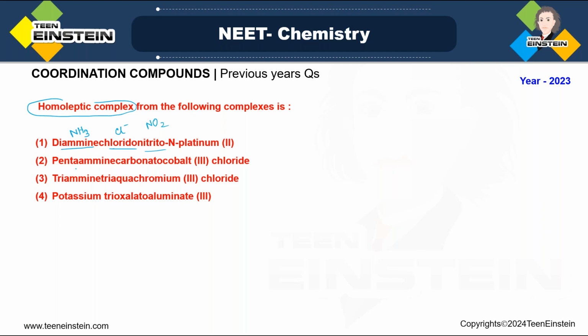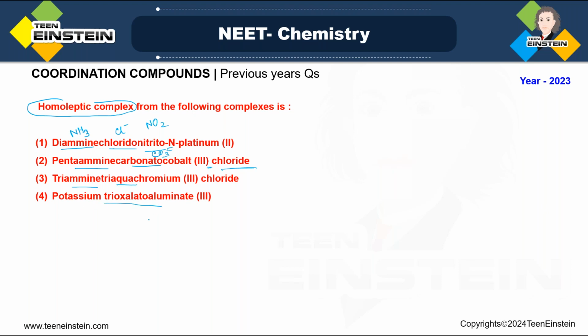Then the second one, pentaammine. Again we have NH3, carbonato. That means CO3. This ligand is also present. Outside the coordination sphere, we have chloride. Whatever is mentioned after this, that is after the oxidation state of the metal, that is basically outside the coordination sphere. Now the third one, triammine, that means three ammonia, triaqua, that means water is present.